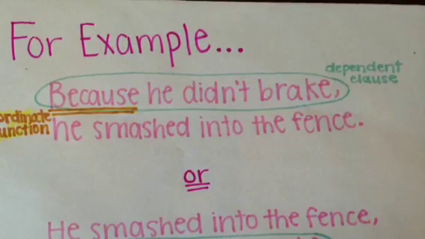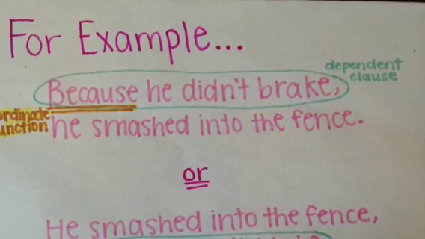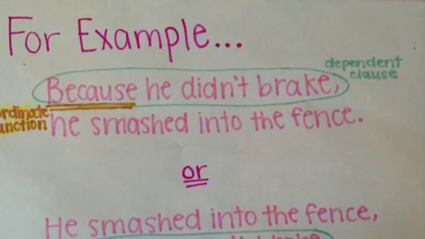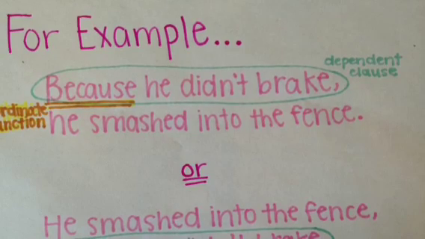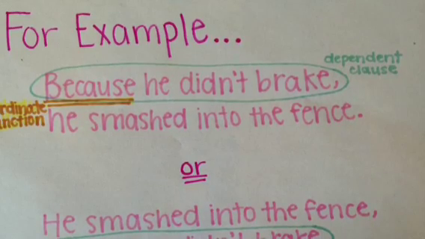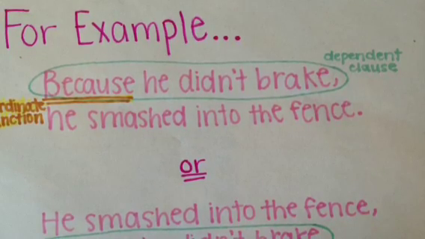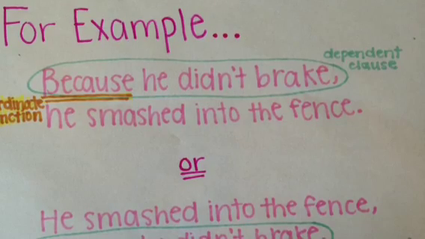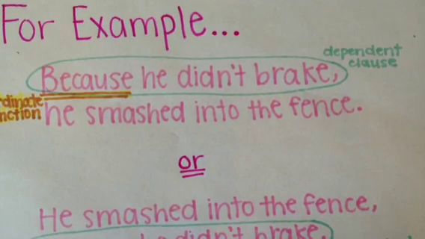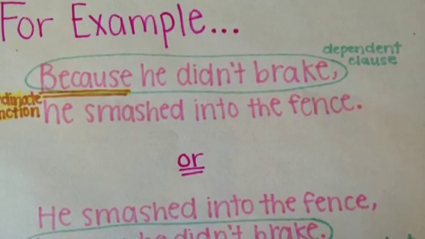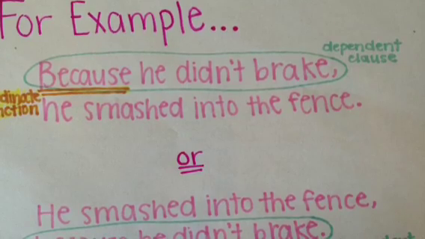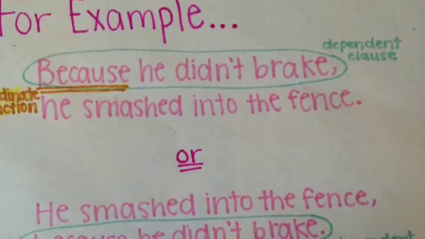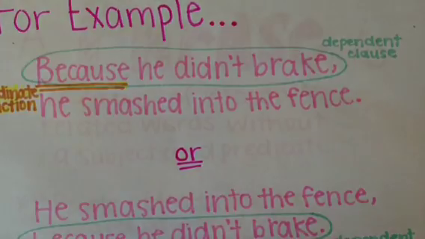An example of a dependent clause is because he didn't break, comma, he smashed into the fence. The dependent clause would be because he didn't break. It doesn't make sense unless you add the he smashed into the fence. So therefore the subordinate conjunction in the sentence is because. You can also word the exact same thing saying he smashed into the fence, comma, because he did not break.